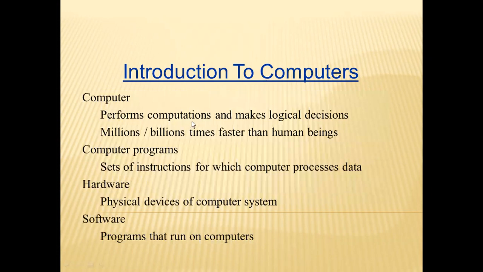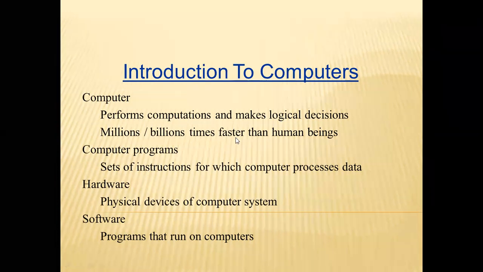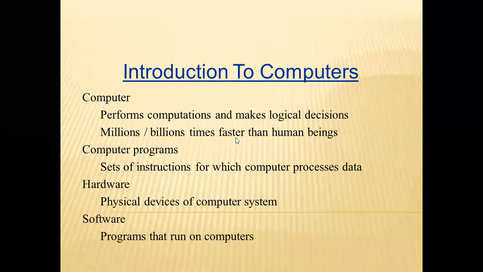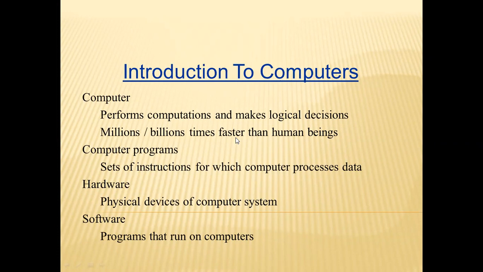Computers perform computation and make logical decisions millions and billions of times faster than human beings. The computer can perform all those functions at a very high speed as compared to human beings. Human beings also do calculations, they take nanoseconds, but computers are much faster than human beings.